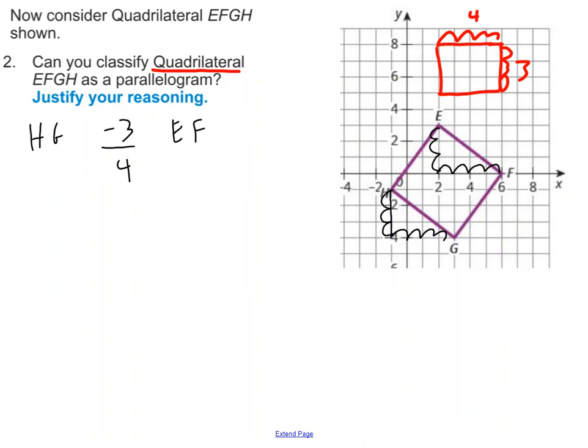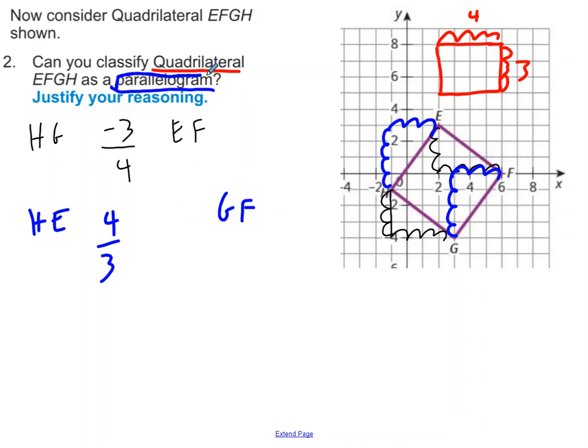I'm going to check the other side now. I'm going to start at H and go to E. I'm going to go up 1, 2, 3, 4, over 1, 2, 3, up 4, over 3. And then I can check GF. And I can say I go up 4 over 3. So I can say that this shape, EFGH, is a parallelogram.